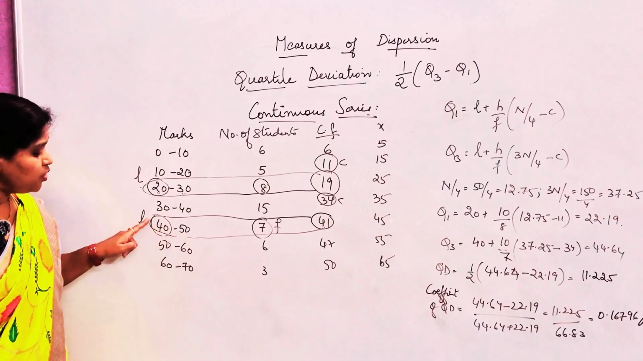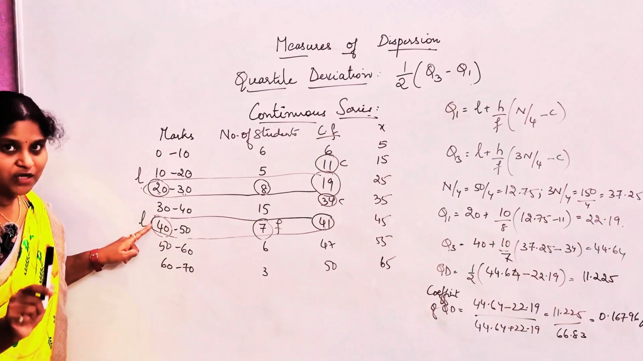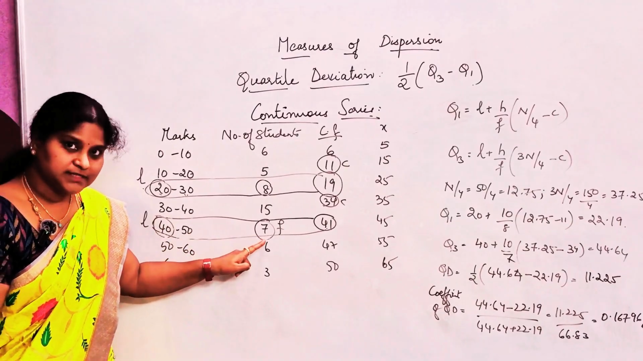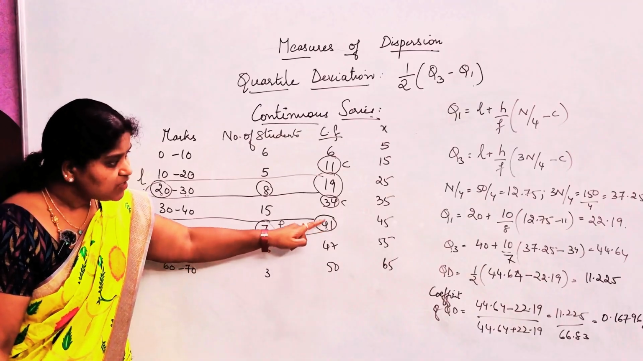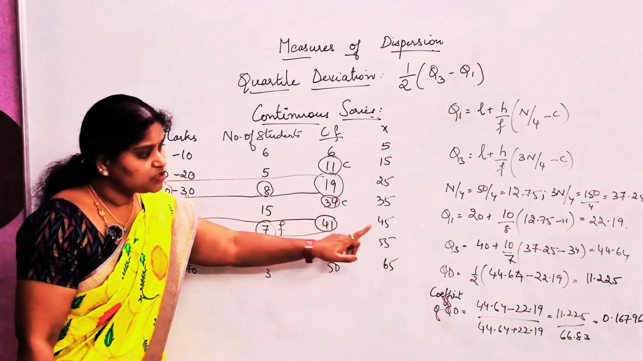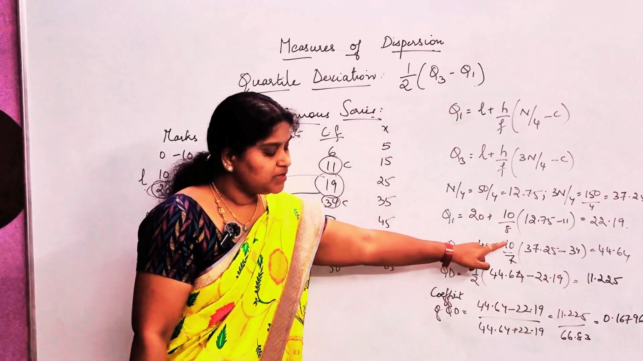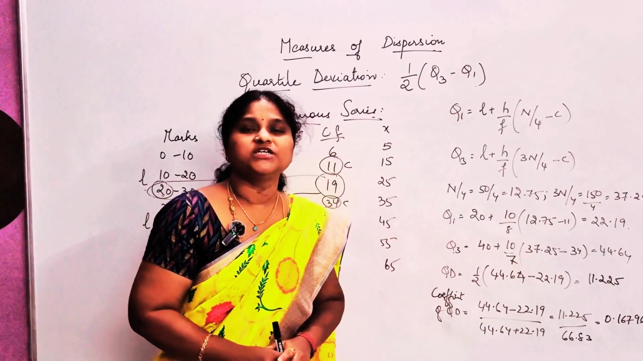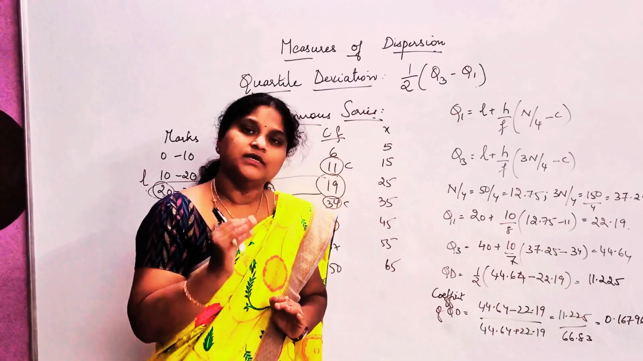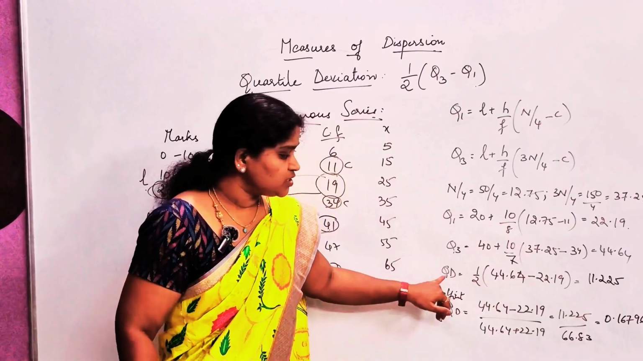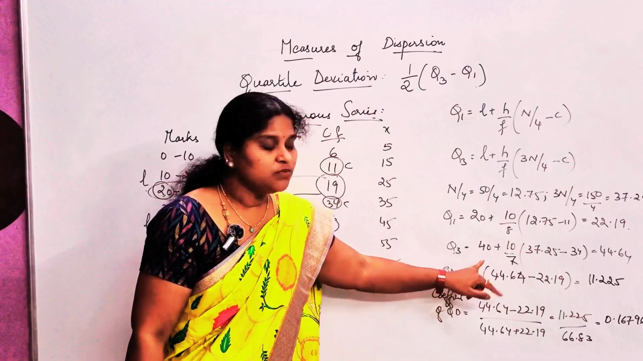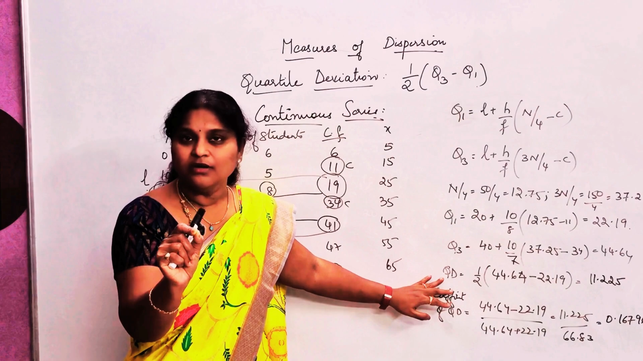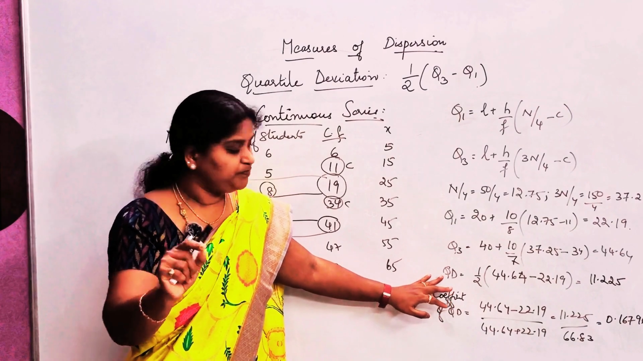So L will be the lower limit of 40 to 50, which is 40. The frequency corresponding to 40 to 50 is 7. So that is F. And the value preceding 41 is 34. Substitute these values: 40 plus 10 by 7 into (37.25 minus 34), which gives 44.64. Substitute Q1 and Q3 values in the quartile deviation formula to give the value 11.225, which is the absolute measure of dispersion with respect to quartile deviation.